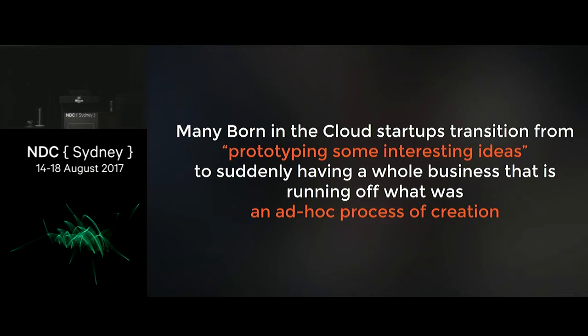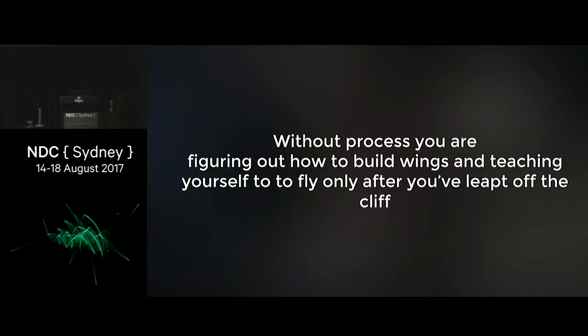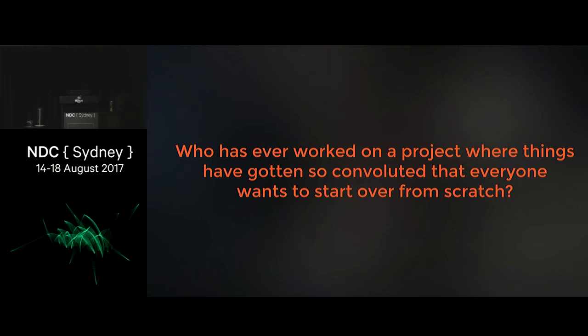We're almost getting there. So without process, you're figuring out how to build wings and teaching yourself how to fly only after you've leapt off the cliff. This is one of those things that you hear about some Silicon Valley firms, that they learn to fly on the way down off the cliff. It's not really how you should do it, because often you end up like Wile E. Coyote from the Roadrunner cartoon, a big flat splat on the ground. Who's ever worked on a project where things have gotten so convoluted that everybody wants to start over from scratch? Anybody in the room? Right.